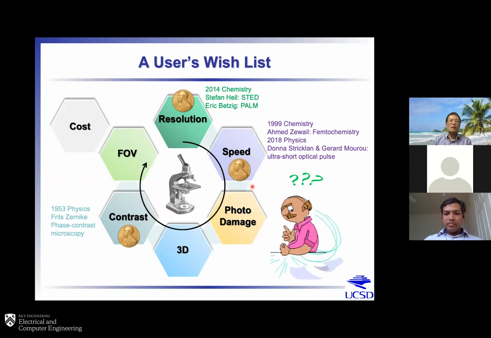Here is, I think, a preliminary user's wish list. When you look at the microscope, apparently you want very high resolution, right? And you also probably care about imaging speed.